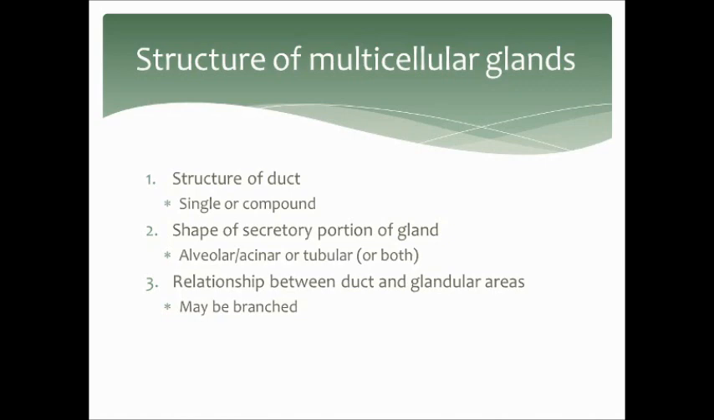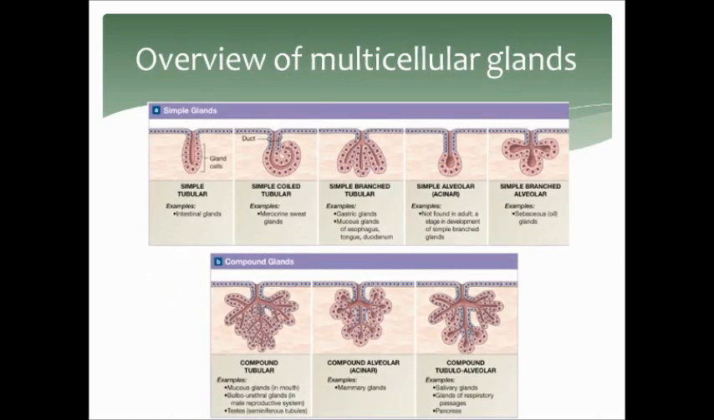The secretory portion of the gland can be alveolar or acinar or tubular. Sometimes it can even be a combination of the two. So tubular is when the glandular cells form tubes. Alveolar or acinar is when they form blind pockets. In the relationship between the duct and the glandular areas, it may be branched, and if it's branched, then several secretory areas are going to share the same duct. So here is a picture of some of those different types of glands.